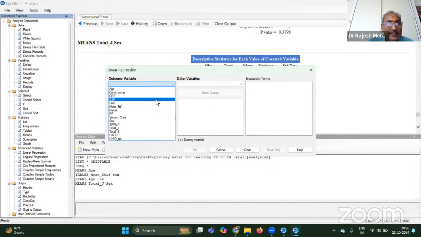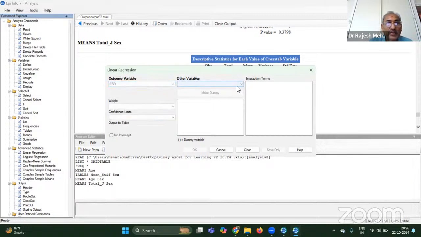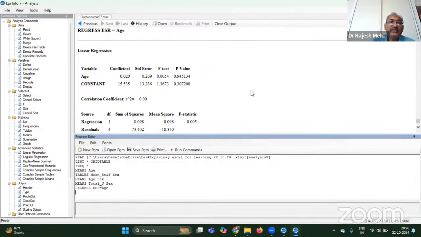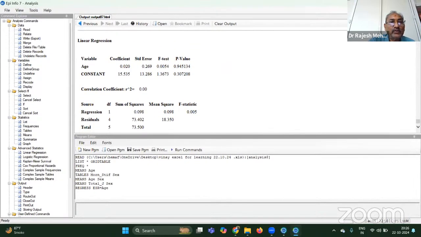Suppose you say the ESR is the outcome and versus age, then we will have a regression coefficient, right? And this will show you whether they are both correlated or not. In a very small data size, you can see the correlation coefficient is zero. So there is absolutely no correlation between these two variables. Now, if you get a large data set, 100 or 200, you may get somewhere over here.